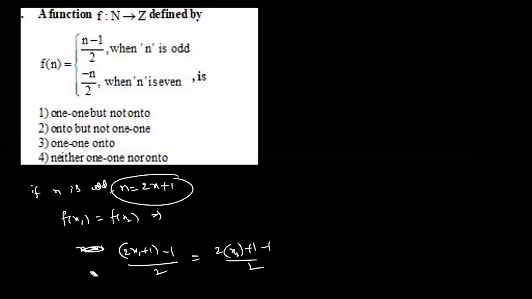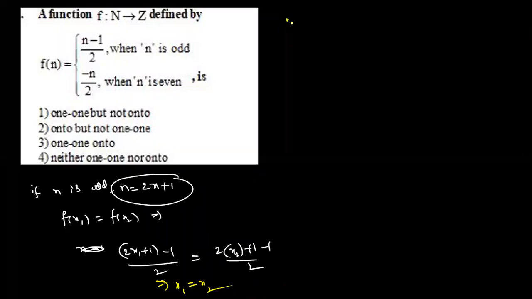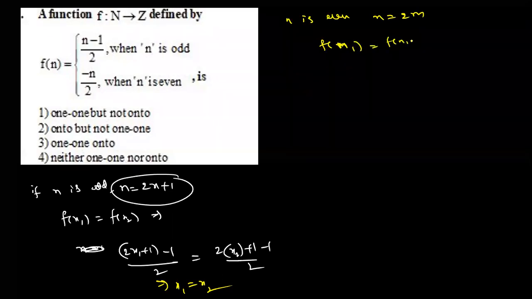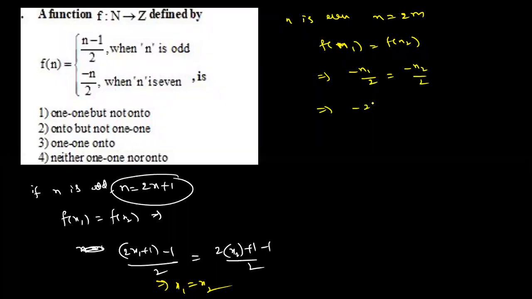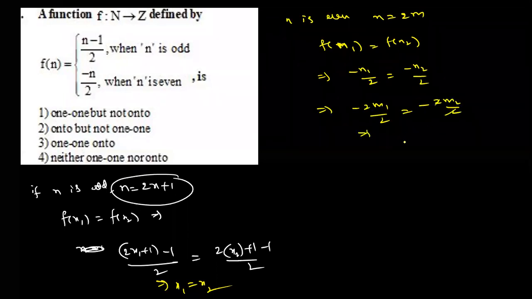Now see, dear students, what result is coming? The 2 cancels, so directly x1 = x2 is coming. Suppose n is even, that means you should take n = 2m. So f(n1) = f(n2) means -n1/2 = -n2/2, that means -2m1/2 = -2m2/2. Cancel, and what result is coming? m1 = m2. So therefore f is one-one.